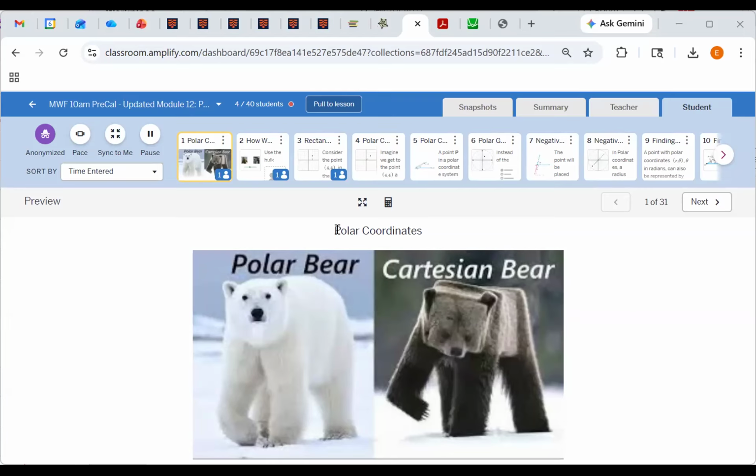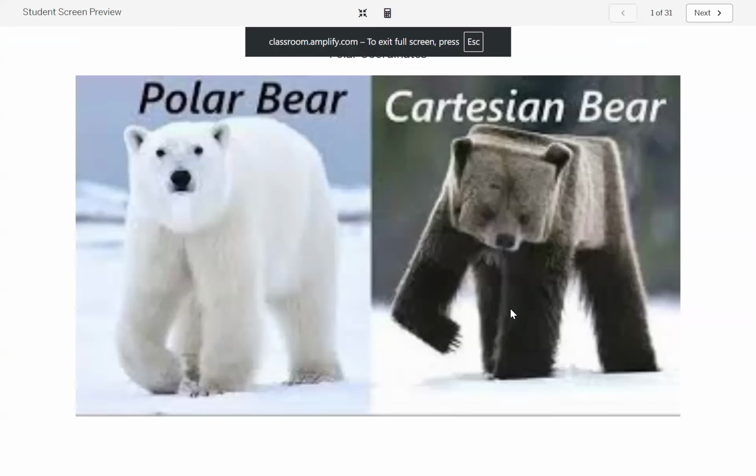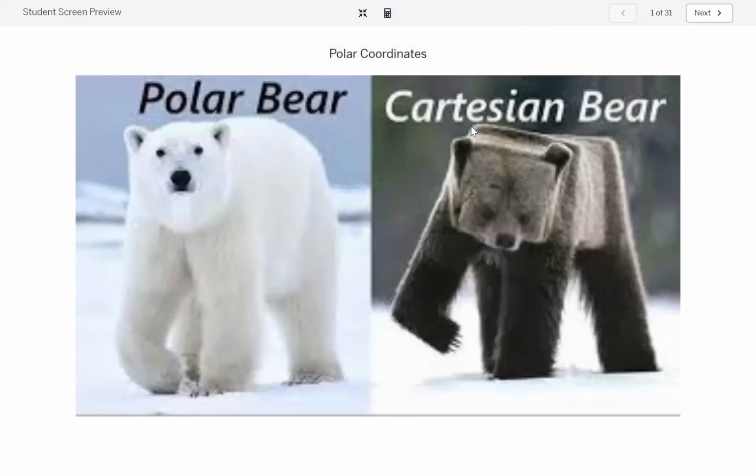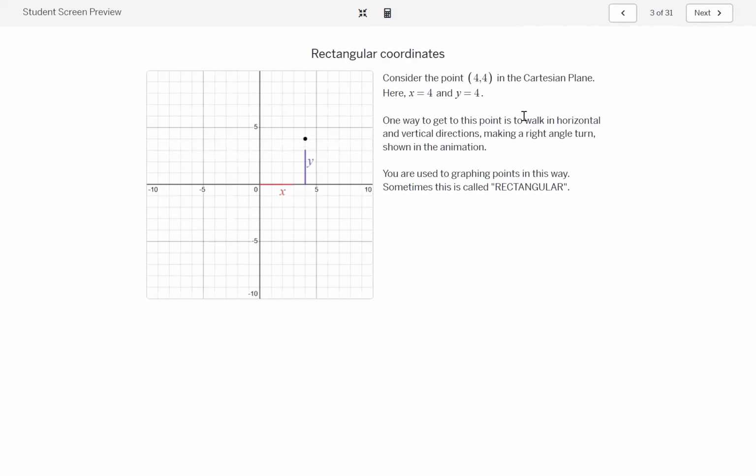So what we are looking at today is polar coordinates. Up until now, our normal graphing has been in the Cartesian plane, often called the Cartesian coordinate system. But now we're going to look at a different way to move to locations from a polar perspective. This is all going to be from a trig perspective.